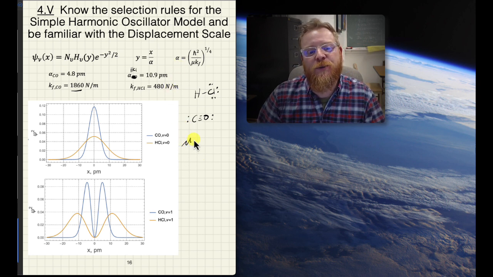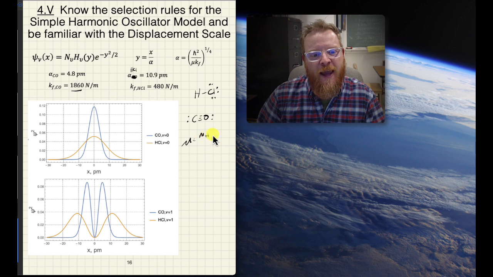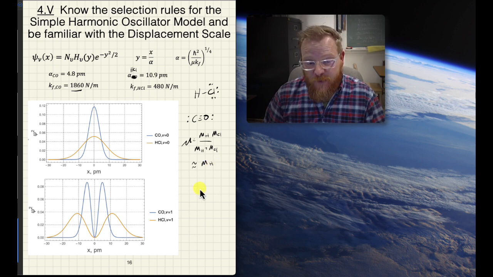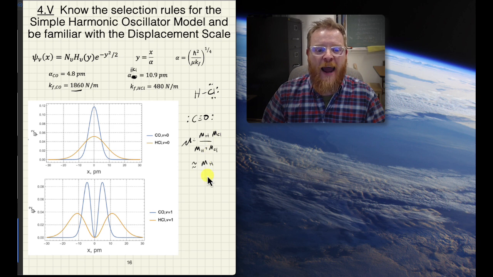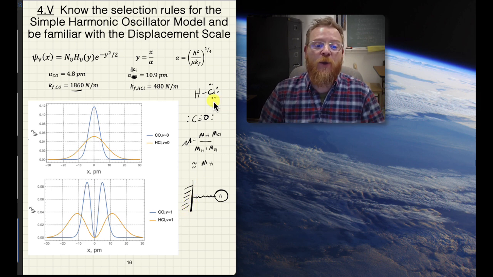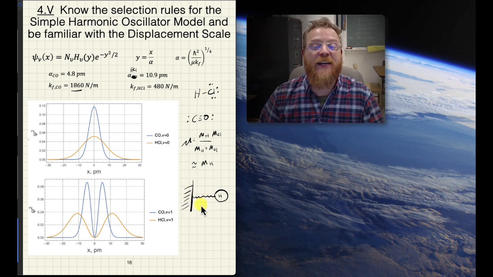If we look at the reduced mass of HCl, so MH times MCl over MH plus MCl, we can work out that this approximately just equals the mass of hydrogen, right? And we'll work through that in our activity. And so that means HCl appears as if it's just this single mass attached to some stationary wall. So in other words, that chlorine is so massive compared to the hydrogen that HCl takes on this really classic looking picture.